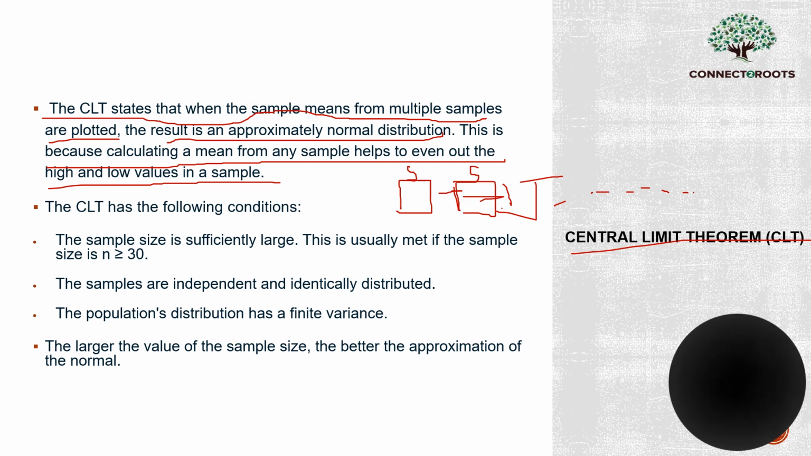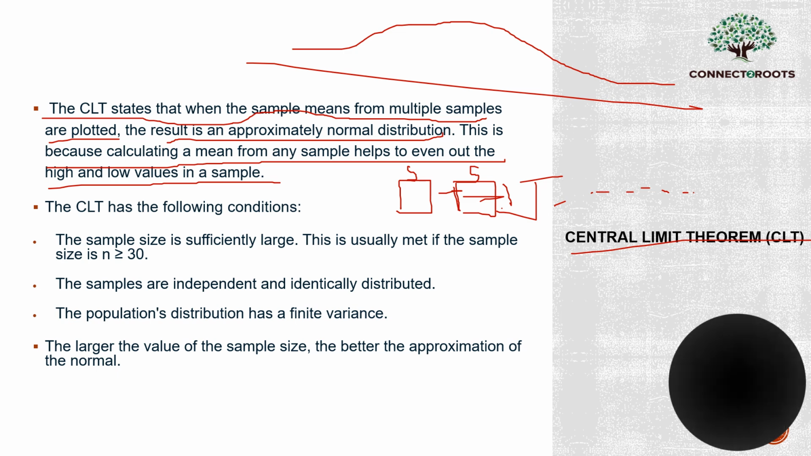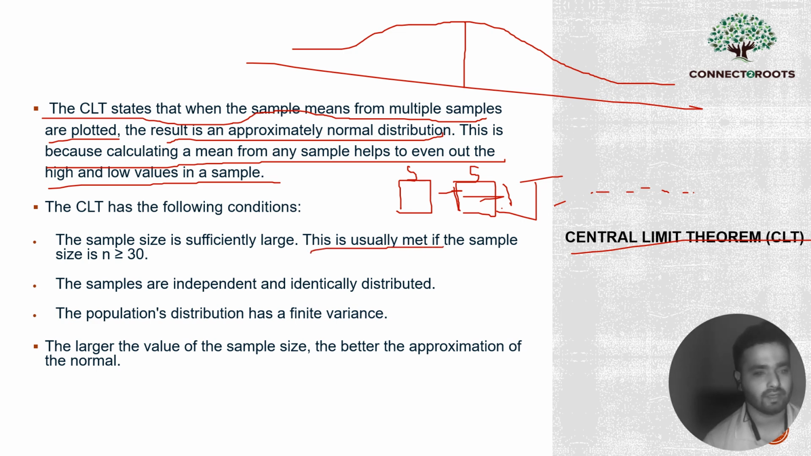When we plot this, it always comes to be a normal distribution because calculating a mean sample helps to even out the high and the low values. Basically it evens out the outliers. So in central limit theorem, the sample size should be sufficiently large. Otherwise we cannot get the normal distribution. This is usually met if the sample size is more than 30.